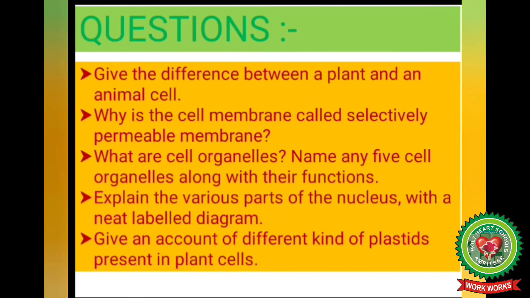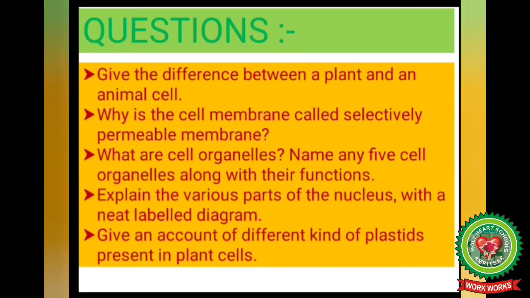Students, you must be able to give the answers to the following questions. Give the difference between a plant and an animal cell. Why is the cell membrane called a selectively permeable membrane? What are cell organelles? Name any 5 cell organelles along with their functions. Explain the various parts of the nucleus with a neat labeled diagram. Give an account of different kinds of plastids present in plant cells.